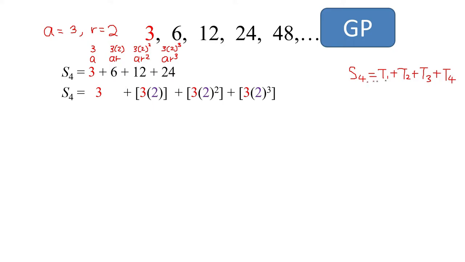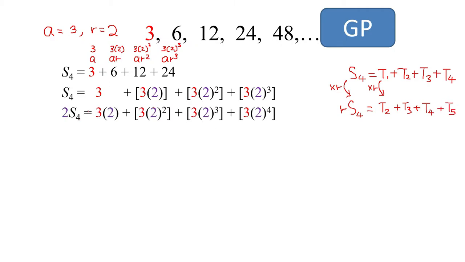And now, this whole equation, I multiply with the R. So if I multiply the R with S4, then I will get RS4. If I multiply the R with the T1, what do you think I will get? RT1 gives you the second term. RT2 gives you the third term. RT3 gives you the fourth term. And lastly, RT4 gives you the fifth term. So I get 2S4 equals 3 times 2 plus 3 times 2 squared plus 3 times 2 cubed plus 3 times 2 to the power of 4. I label this as my first equation and the second one as my second equation.